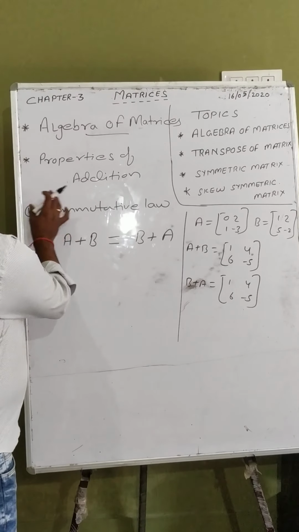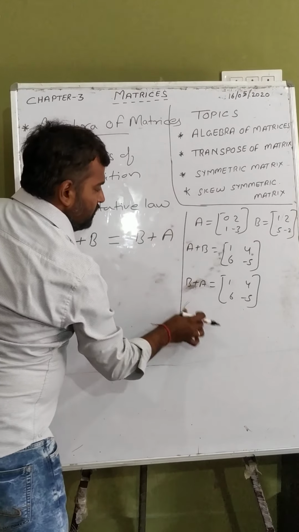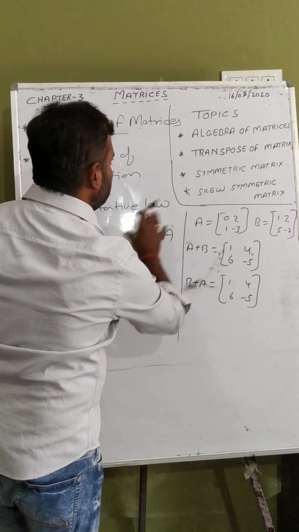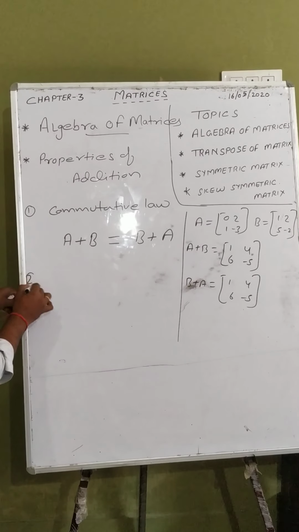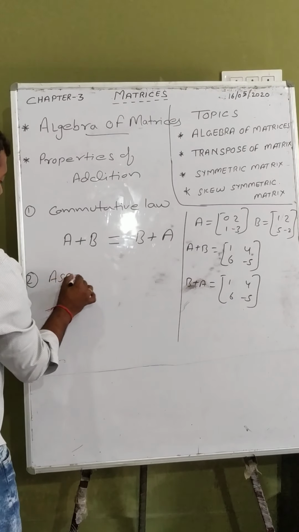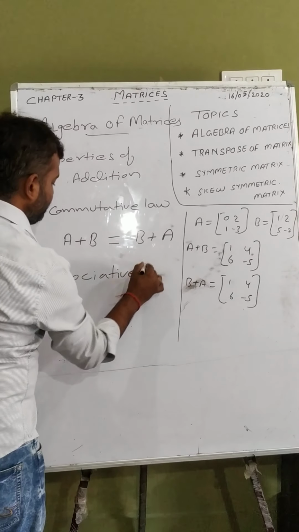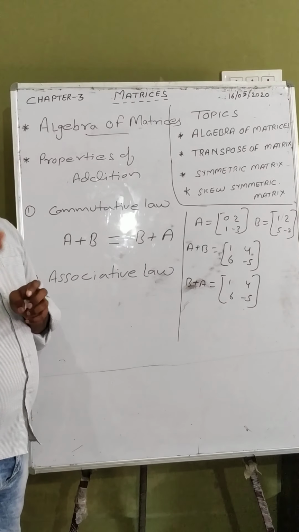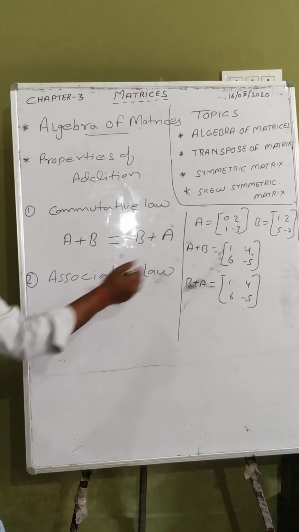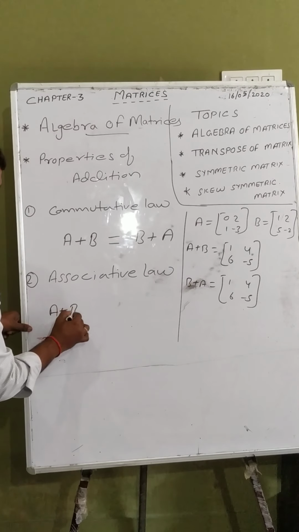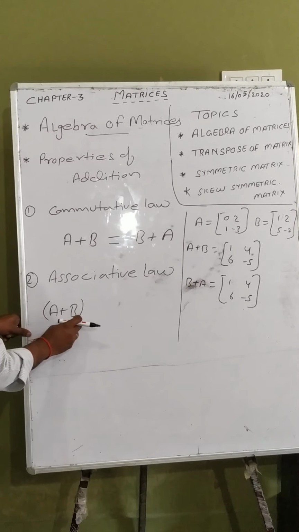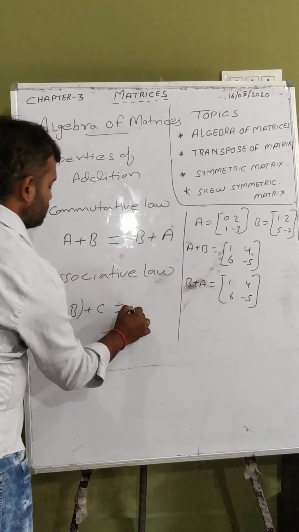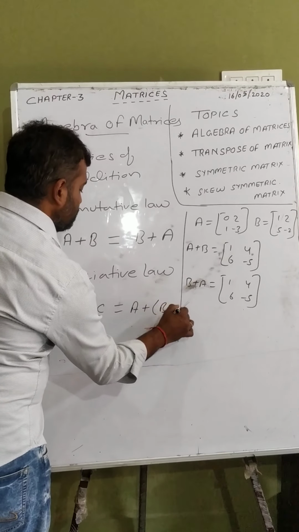Many properties are there. In this way, take two matrices as examples and the explanation can be done on the same pattern. I am writing only property number 2 now: the associative law. The associative law holds between three matrices. Let A, B, C be three matrices. A plus B added together, plus C, will be equal to A plus B plus C.